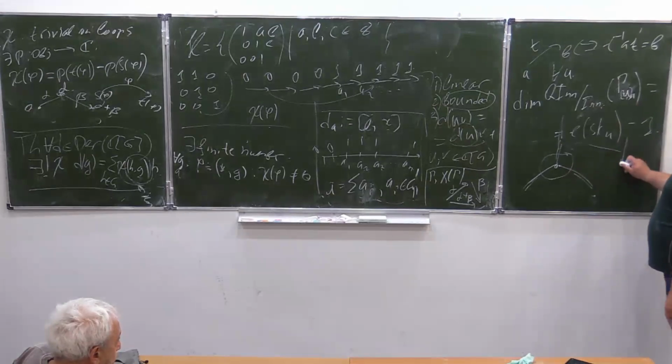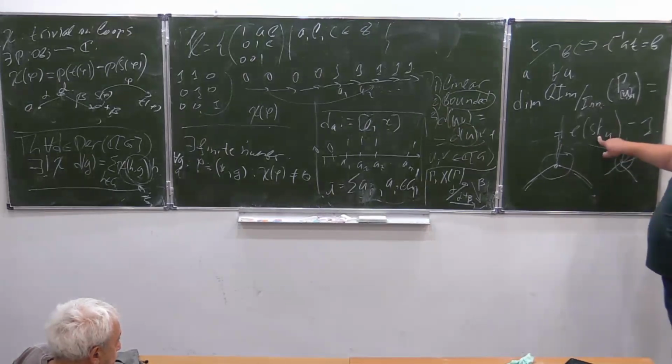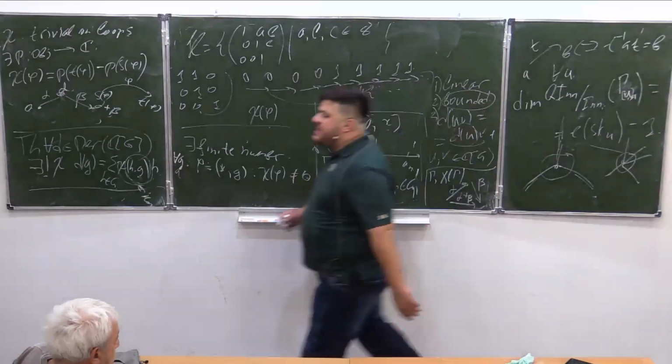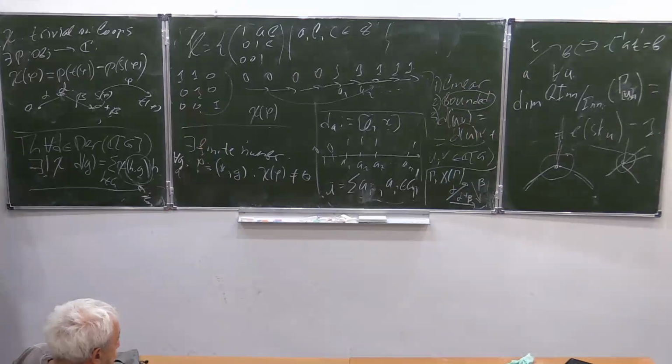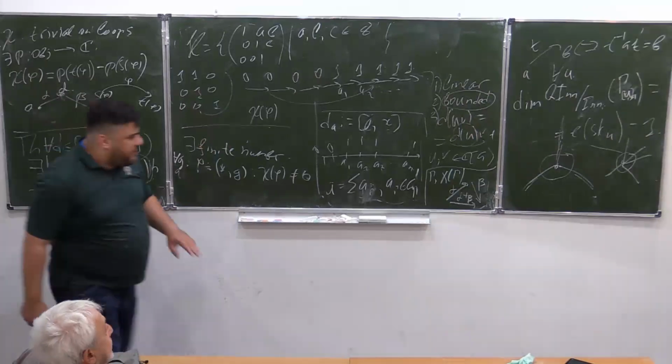For example, here how many ends? You cut off this as 1, 2, 3, 4, 5 ends. I can cut off any finite subgraph.